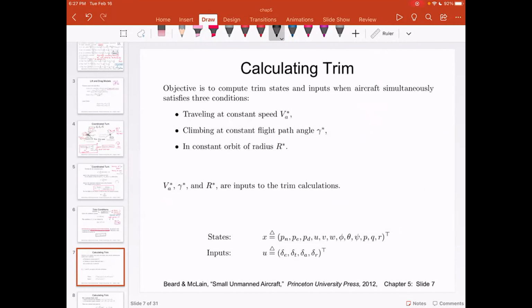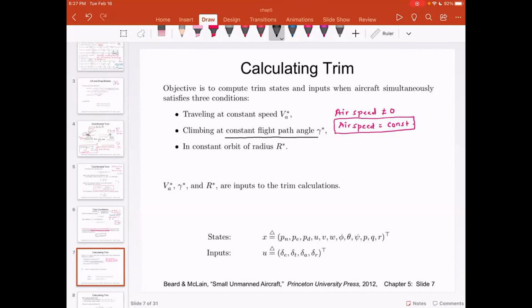First and foremost, for trimming, the aircraft needs to fly at a constant airspeed. So the airspeed is not equal to zero, but airspeed is equal to constant, which means the aircraft does not have longitudinal acceleration. Second, the aircraft has a constant flight path angle.